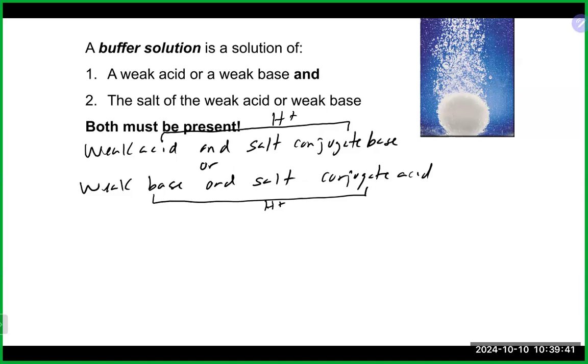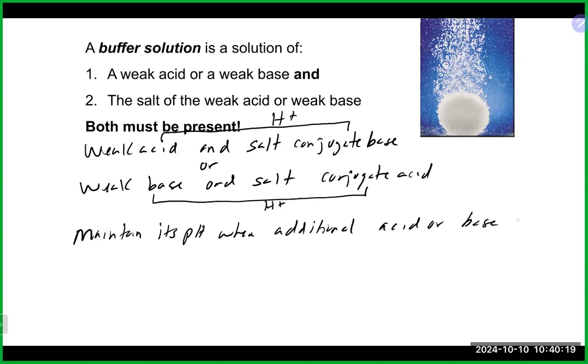There won't be a drastic drop in the pH. And the same thing if you added a base to that buffer at a pH of 5, maybe it goes up to 5.1, a little bit up, but it will not go from a pH of 5 all the way up to a pH of 12 or 13 if you add base to it. So if it's a properly working buffer, it's able to basically maintain its pH even when you add acid or base to it. So it basically can maintain its pH when additional acid or base is added.